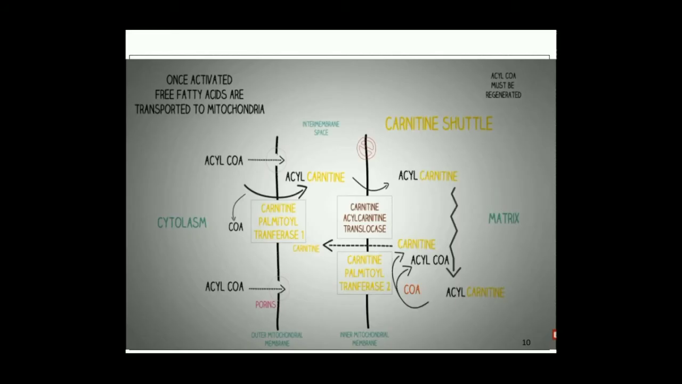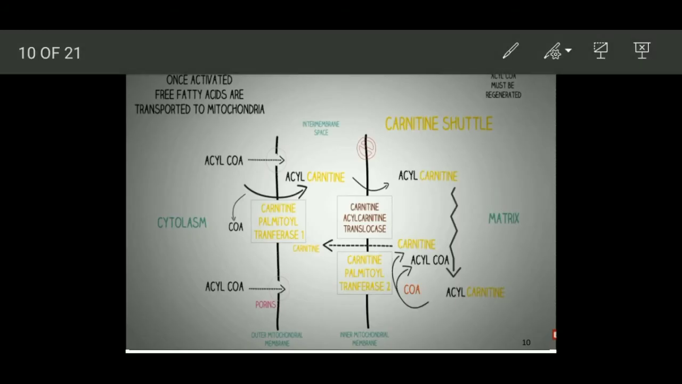So now let's see here, guys. Let's suppose this is the structure here. As you can see, this is the cytoplasm, this is the matrix, this is the outer mitochondrial membrane, and this is the inner mitochondrial membrane. And this is the intermembrane space. Now let's see the concept here, guys.